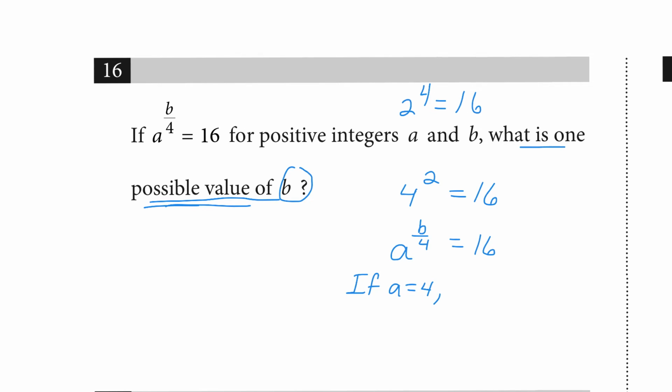Well, we know that 4 squared is 16. That means that this B over 4 has to be equal to 2. So if you say B over 4 is equal to 2, multiply both sides by 4 to cancel this out. That means that B has to be 2 times 4, which is 8. See, if you write B equals 8, that would be correct. Just write 8 for this one. And there's many other answers. All you need is one correct answer.